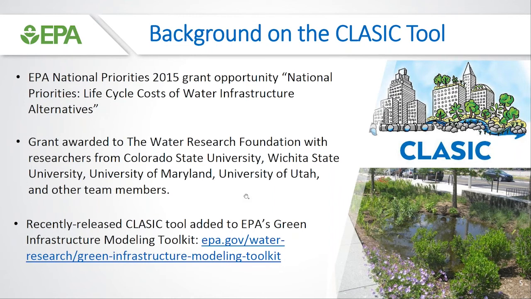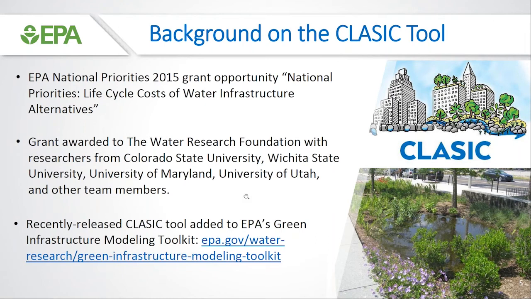So in 2015, EPA put out a national priorities grant opportunity called National Priorities: Lifecycle Costs of Water Infrastructure Alternatives. The agency asked for research to develop decision support tools, methods, and models to assess green and gray infrastructure investment options in order to determine the most cost-effective approaches across the life cycle of investments. Final tools and models developed under the grants needed to be nationally applicable as well as scientifically robust, yet simple, usable, and understandable.